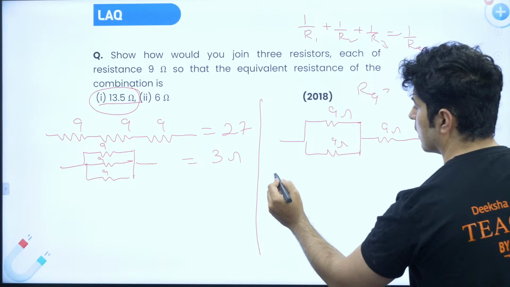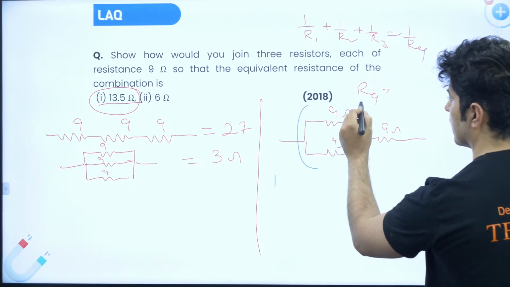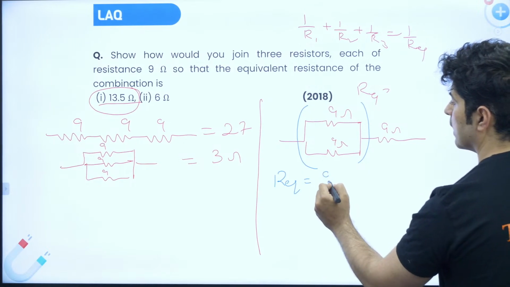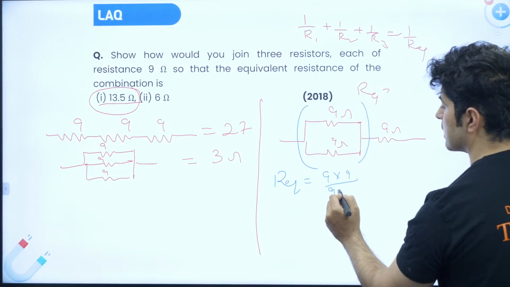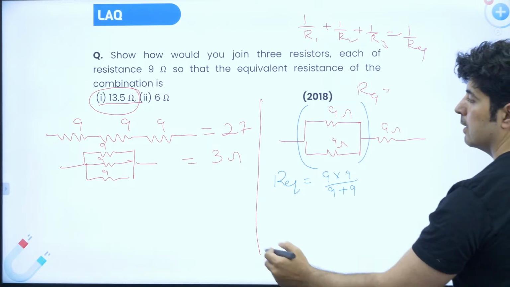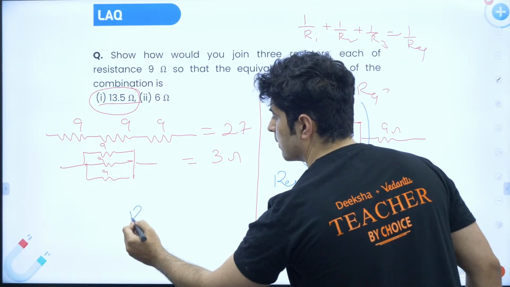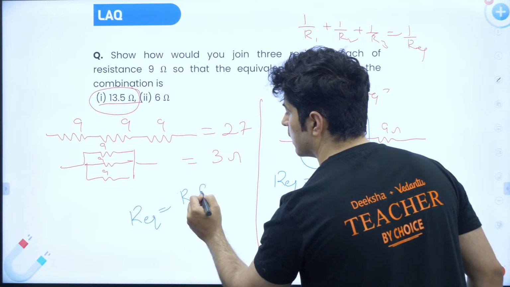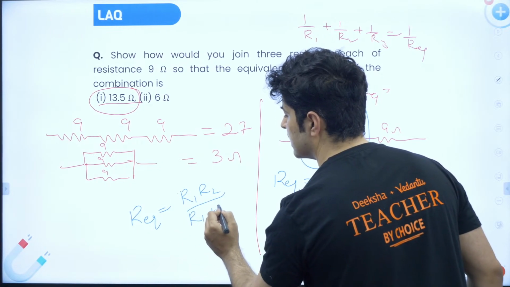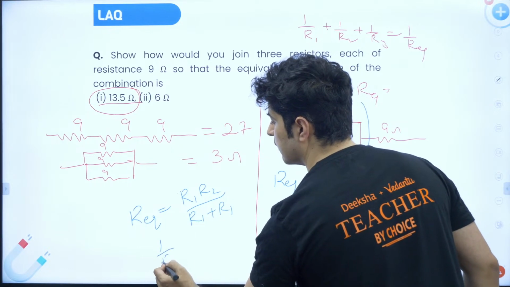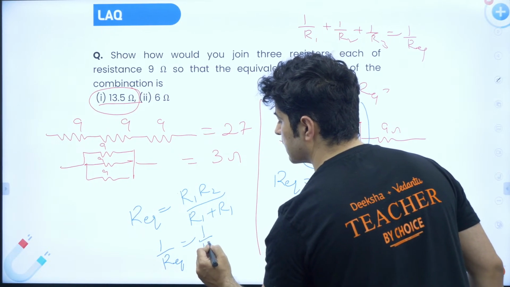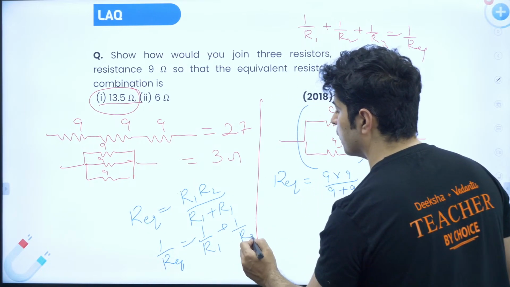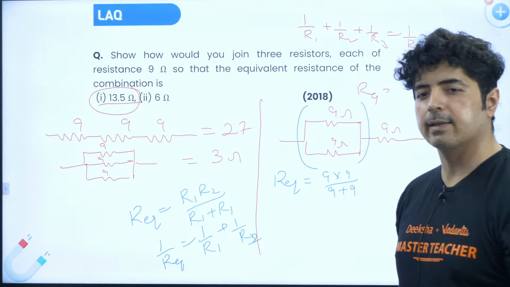R equivalent for this part that we are doing right now is 9 into 9 by 9 plus 9. This is a parallel combination. For 2 resistances we use this formula, R1 R2 divided by R1 plus R2. This is the same thing, guys. You can calculate in the same way also. It will give you the right answer. This is just a modified version of this. I'm writing it because I'm giving you a feel of how to do the problem quickly.